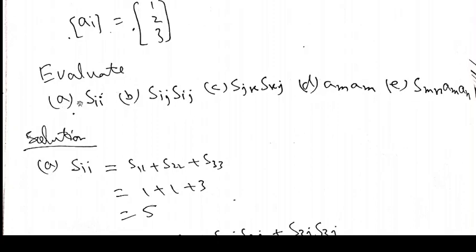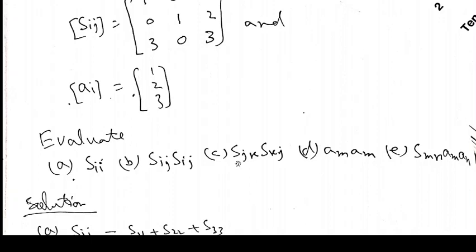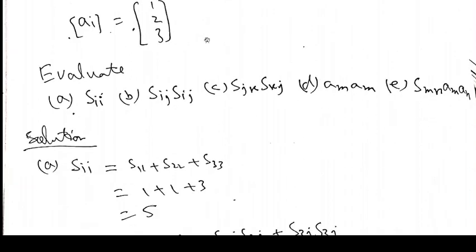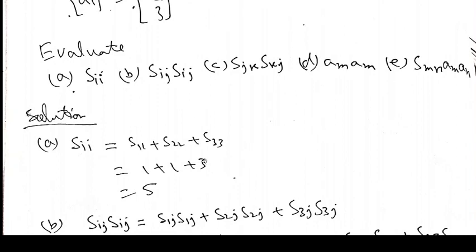In part A, what we have to do is find this SII. Now you can see that I is appearing 2 times, so it means that I is dummy, so this will be equal to S11 plus S22 plus S33. So it would be 1 plus 1 plus 3 equals 5.